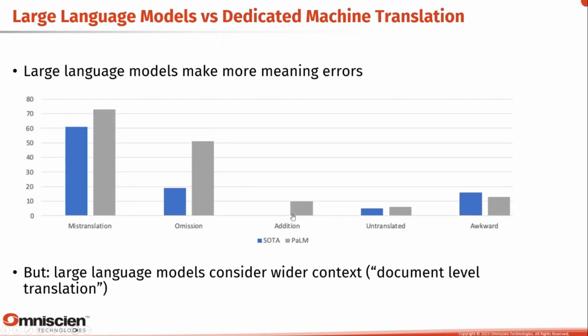Interestingly, large language models make very different errors than machine translation. So they make more meaning errors, especially errors of omission and addition. So the famous hallucination that happens with large language models, it doesn't happen so much with dedicated machine translation models, but the language model is better at fluency. So you see the last category, awkward, it has less awkward or just more fluent output.